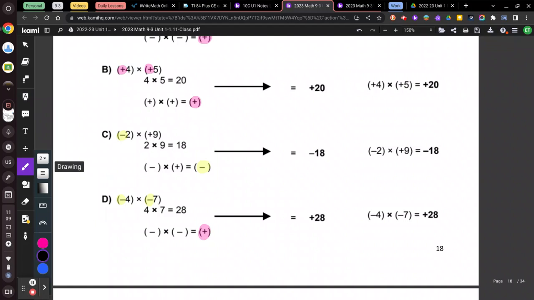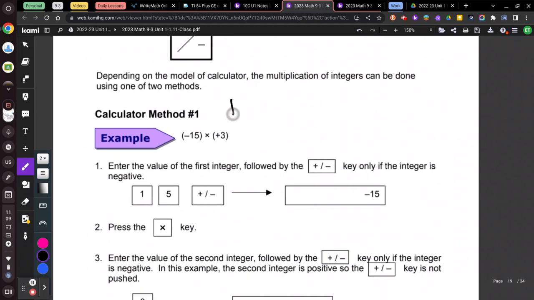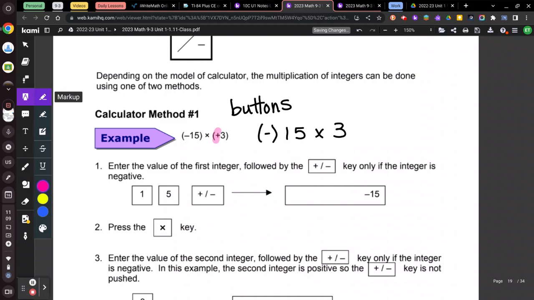All right, turn your page. Multiplying using a calculator. Again, this is just going to be typing in the buttons. You have to realize what buttons to push. So on this one, your buttons would be the negative sign of 15, so 1, 5, your times sign, and your 3. The only reason they've got this guy in brackets with a plus sign is to show you that he's a different sign than a negative. That's all they're showing. But we never have to write those plus signs, okay?